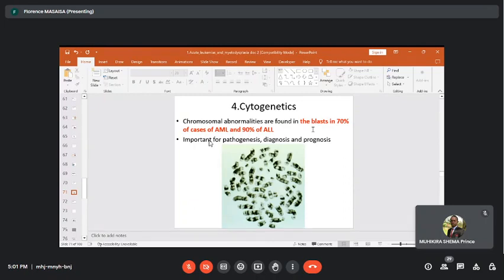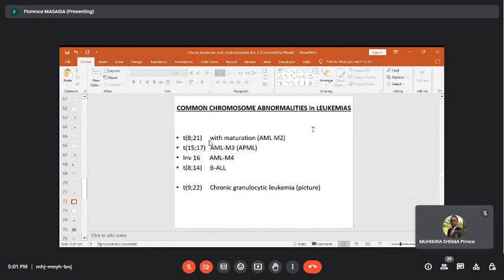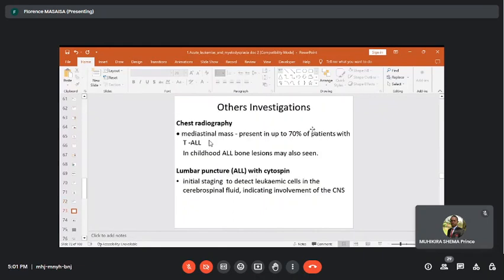We said that chromosome abnormality is found in 70% of AML and 90% of ALL, so doing cytogenetics will really help a lot. Those are the kinds of mutations commonly seen in leukemias. Other investigations are just to look for the location of leukemic infiltration.